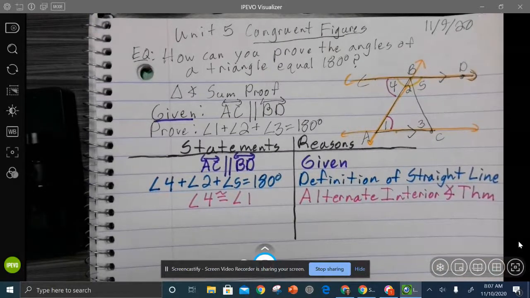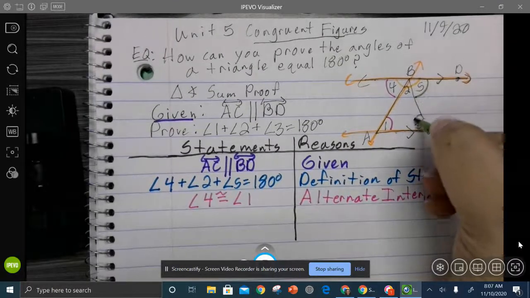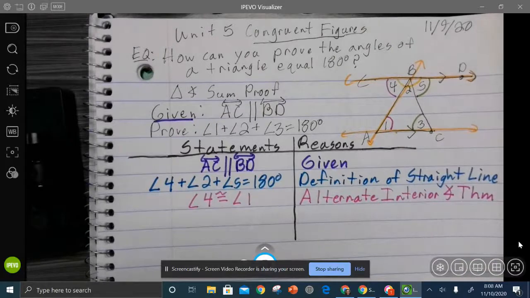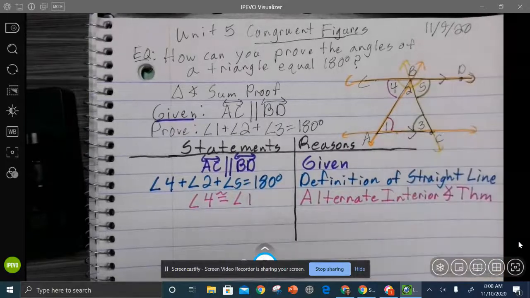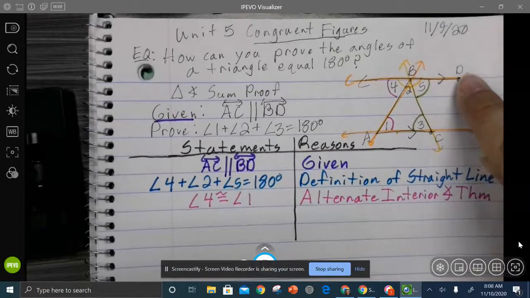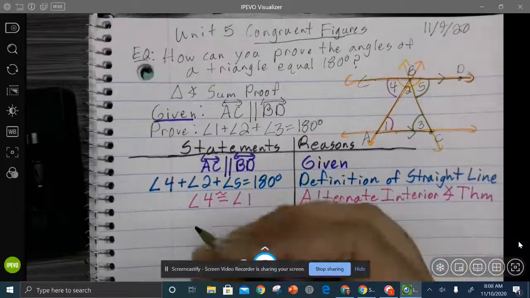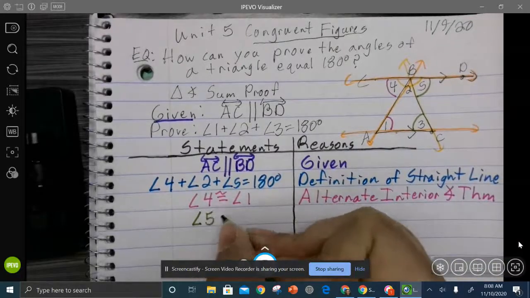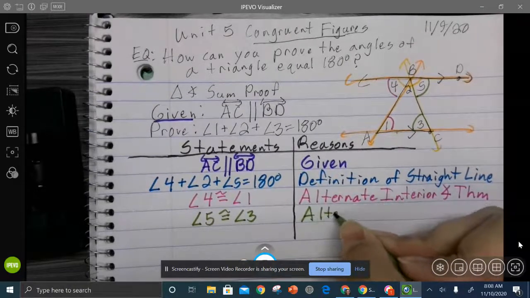Okay, and then we also have that angle 5 and angle 3 are also alternate interior angles as they are on opposite sides of the side BC, and they are in between the two parallel lines BD and the side AC. So angle 5 is congruent to angle 3, and they are alternate interior angles.